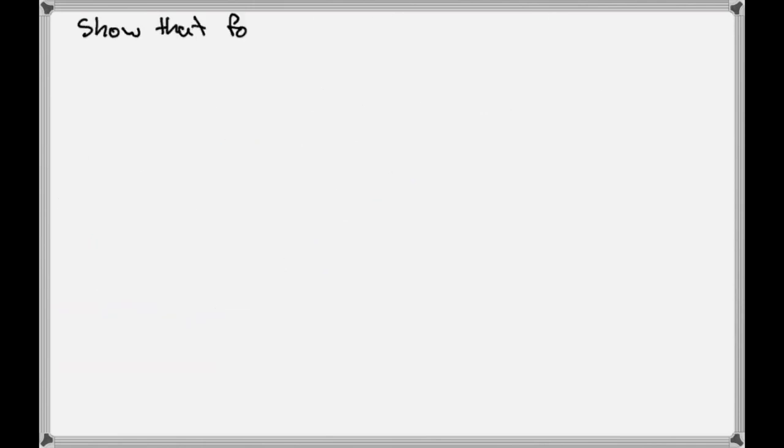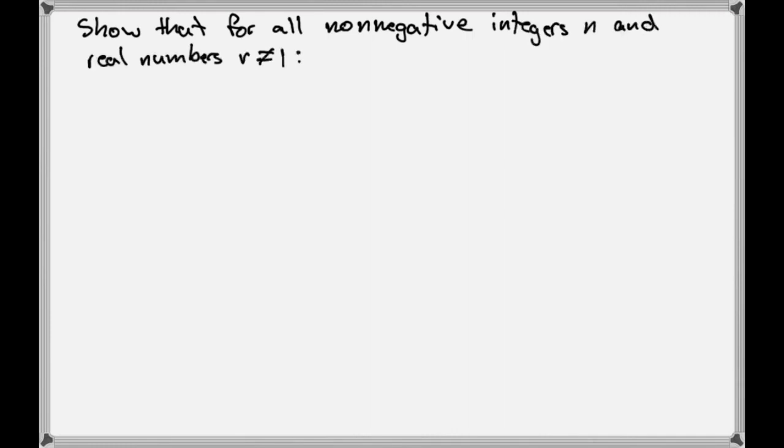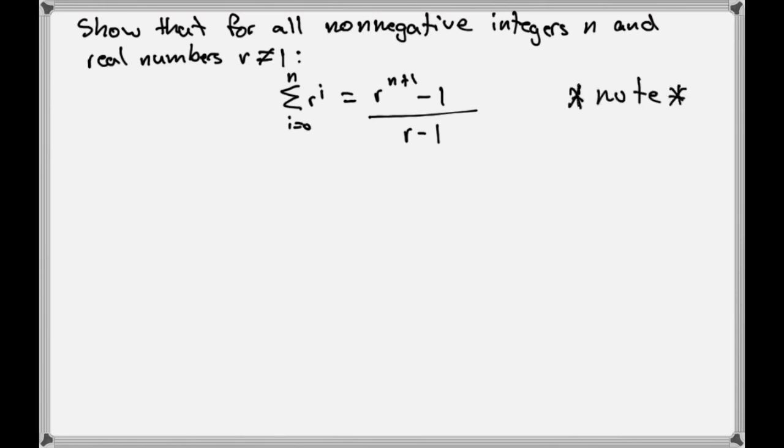All right. Now, I'm going to, at this point, give you another example and ask you to work through it. So I'd like you to show that for all non-negative integers n and real numbers r not equal to 1, we want to show that the sum of r to the i from i equals 0 to n is equal to r to the n plus 1 minus 1 over r minus 1. And you might note the previous example, r was 2. So we want to show that this is true in general for all real numbers where r is not equal to 1. Okay, so go ahead and work this problem.